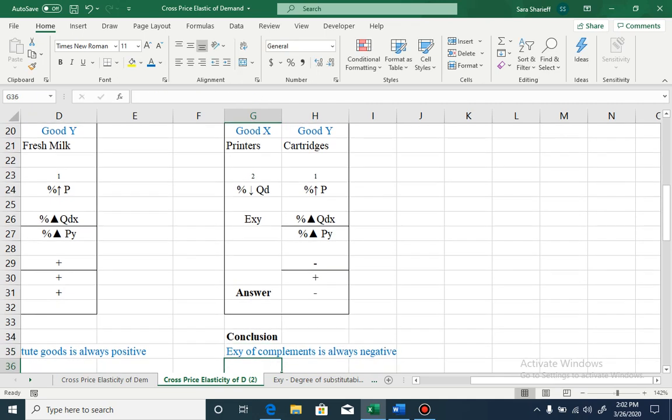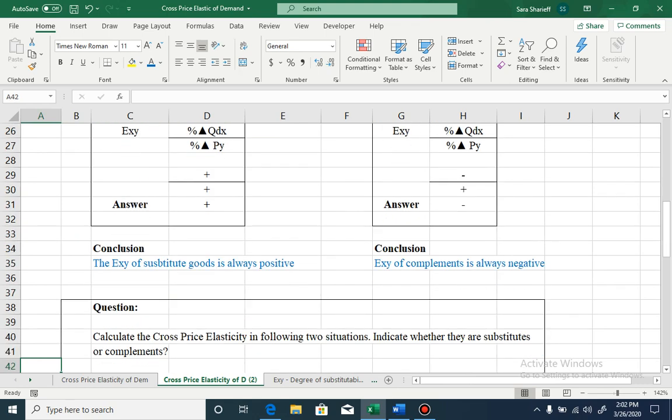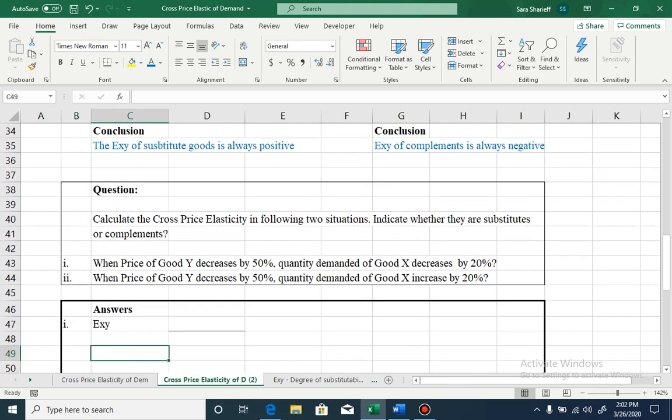You can read it the other way around as well. Let's say I ask you to do a calculation to calculate the cross price elasticity of two pair of goods. If you arrive at a negative number, that means those two goods are complements. If you arrive at a positive number, that means those two goods are substitutes. Let's do a calculation. Let's say this is a question. Calculate the cross price elasticity in following two situations. Indicate whether they are substitutes or complements, right?